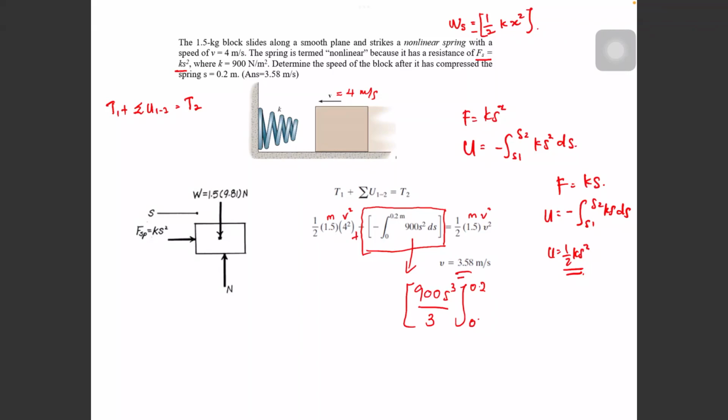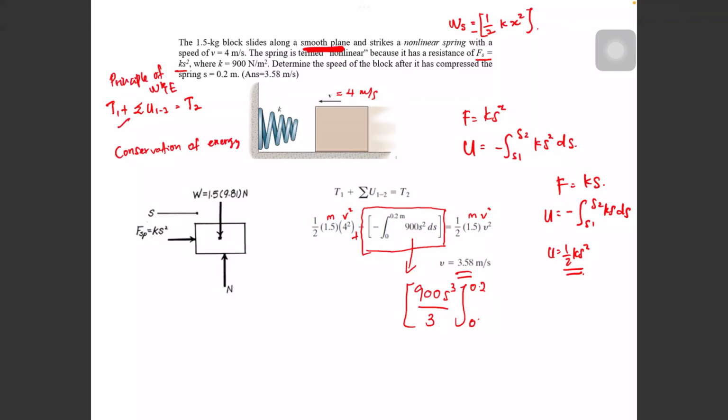The keyword is that you just use the principle of work and energy. This one is a smooth plane, which means no friction. When there is no friction, you can also use conservation of energy. Remember that in this chapter we have two methods: one is the principle of work and energy, and the other is conservation of energy.